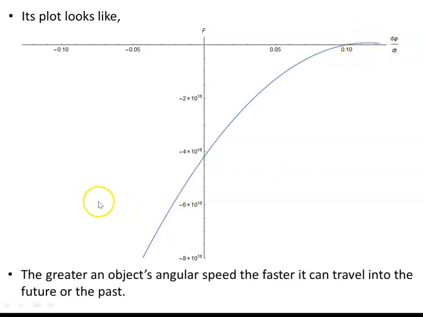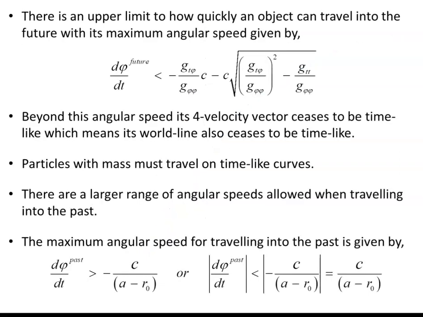So the greater an object's angular speed, the faster it can travel into the future or the past. So imagine a spaceship on that circular green orbit. The faster it goes, the quicker it'll travel into the past or into the future. But in terms of the future, there seems to be an upper limit. All right.